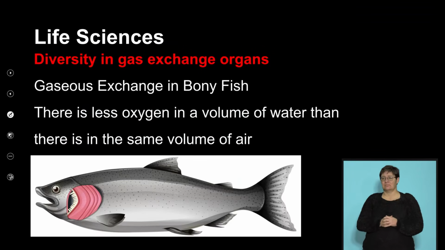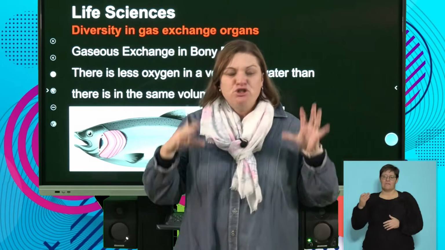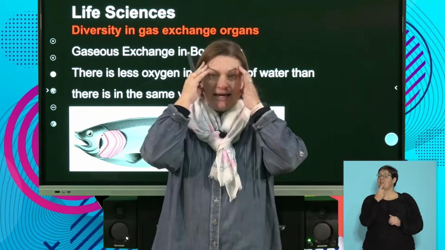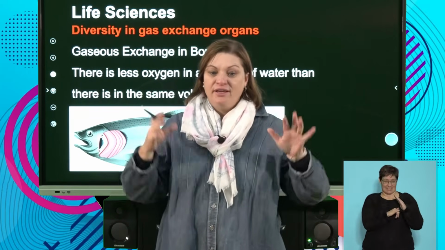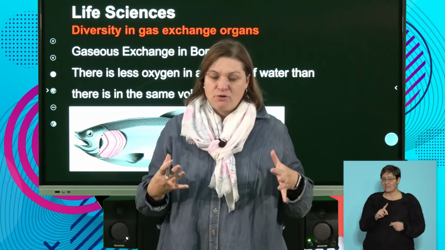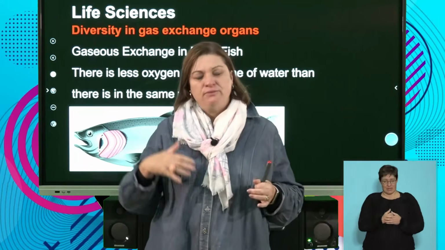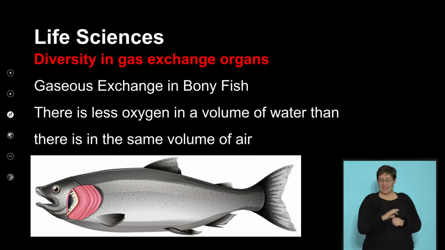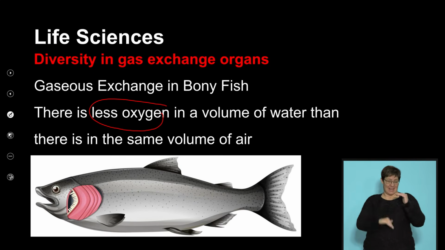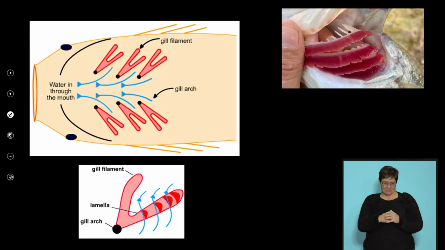Okay, now we're going to go to the fish. I'm sure as I tell you about the fish, you know what those are. They live in water, right? So what they're definitely not going to have is any kind of lungs. Remember, it's the environment in which they live. Now a fish has a problem: there's less oxygen in the same volume of water than there is in air. So fish need to come up with a special system to help them breathe.